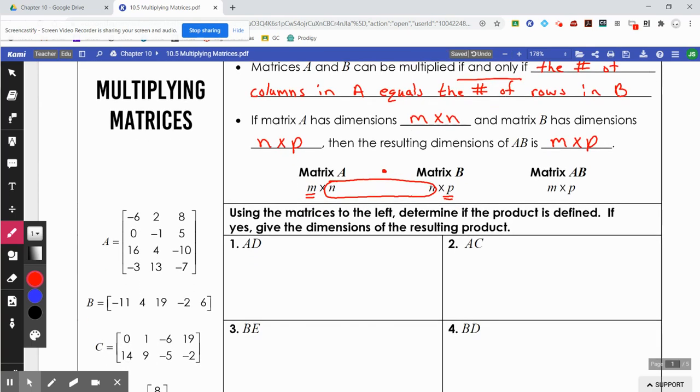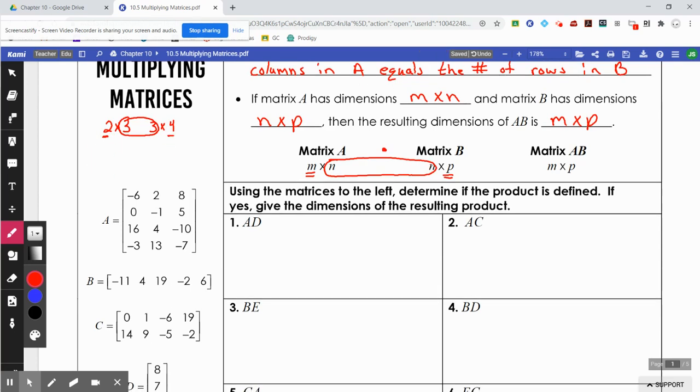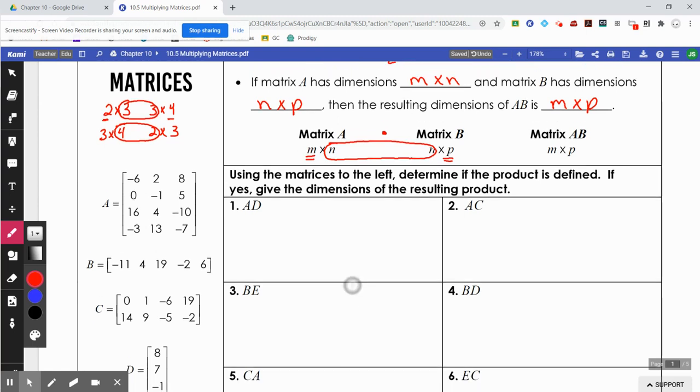So therefore, here's an example. If you multiply a 2 by 3 matrix by a 3 by 4 matrix, can they multiply? Check and see if the middle numbers are the same. You can multiply. Once you do multiply them, your answer will be a 2 by 4. Can you do that backwards? Could you multiply a 3 by 4 times a 2 by 3? Are the middle numbers the same? No, they are not. So therefore, you can't multiply them. That alone shows you matrix multiplication is not commutative. Order is important.